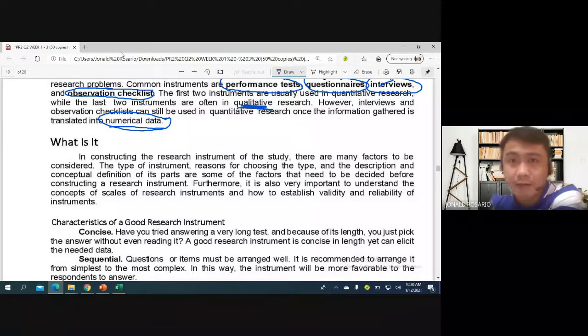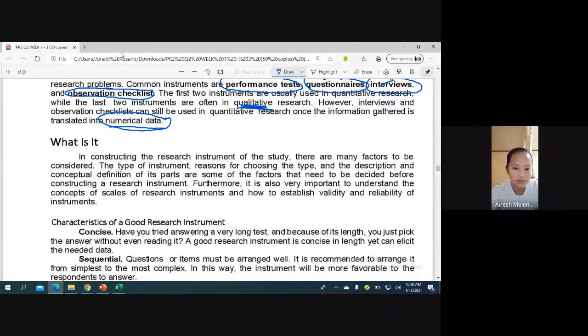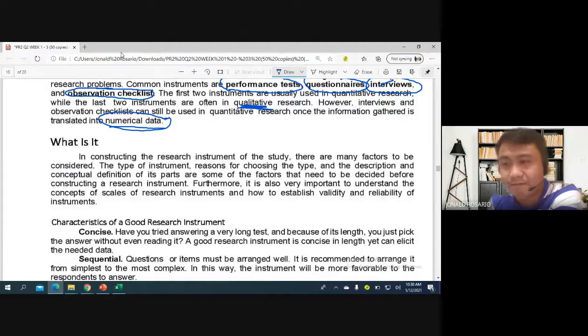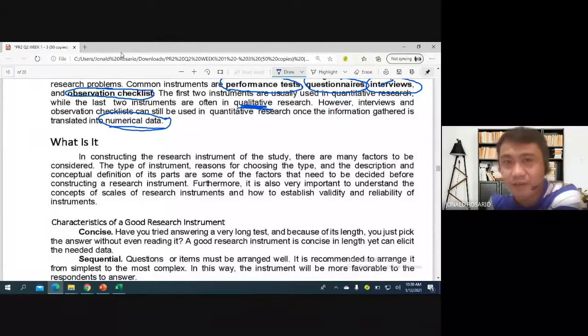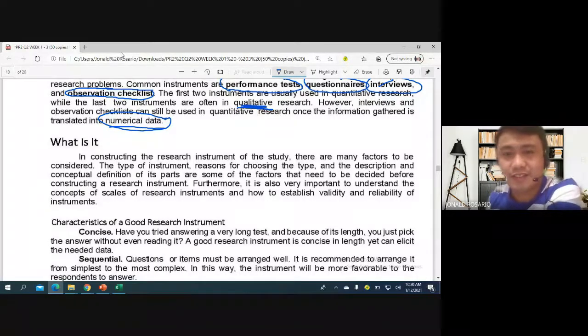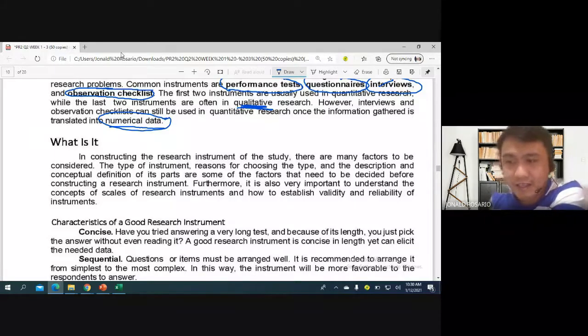Magpapa-exam ba kayo? Magbibigay ba kayo ng multiple types of tests? Kasi pwede yung performance test or questionnaires. Okay. Guess nyo lang, ano kaya? Joshua? Ano kaya gagamitin nyo, Joshua?